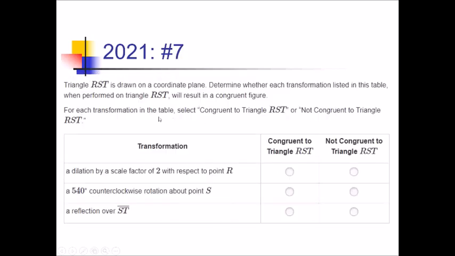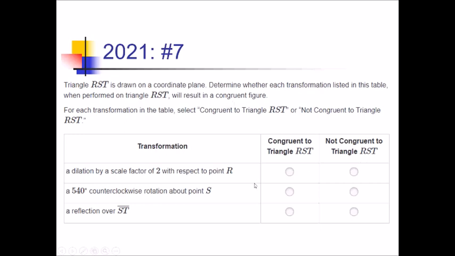On this one, we're told that triangle RST is drawn on a coordinate plane. We want to figure out whether each transformation in this table performed on that triangle will give us a congruent figure, so a congruent result, a shape that basically is the same. So for each transformation, they want us to select congruent or not congruent.